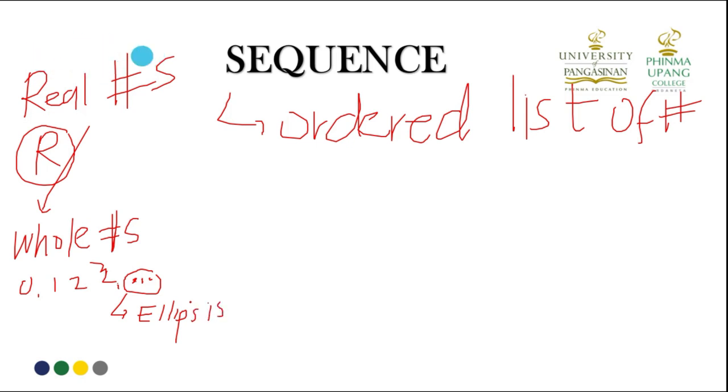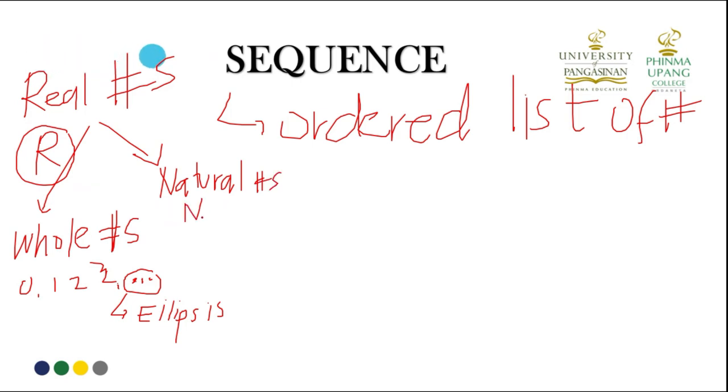E-L-L-I-P-S-I-S. Yan. And then yung mga terms natin, ha? Malalabas yung exam. So whole numbers, when we say whole numbers, is under siya ng real numbers, no? Whole numbers start from 0, 1, 2, 3. And aside from that, meron tayong tinatawag na natural numbers. Yan. So natural numbers, the symbol for natural numbers is big letter N.